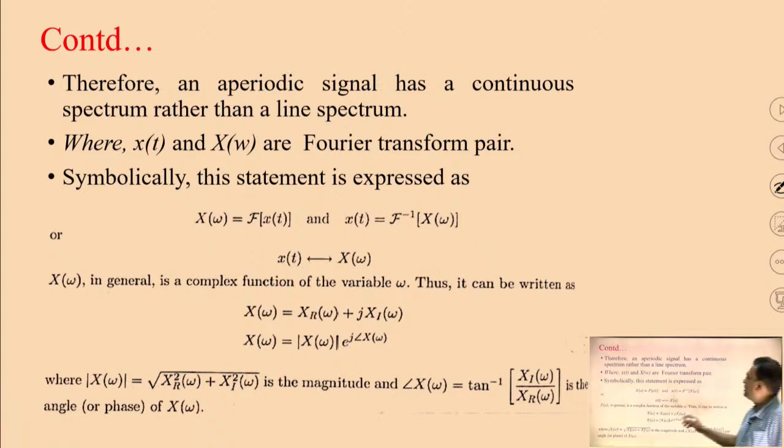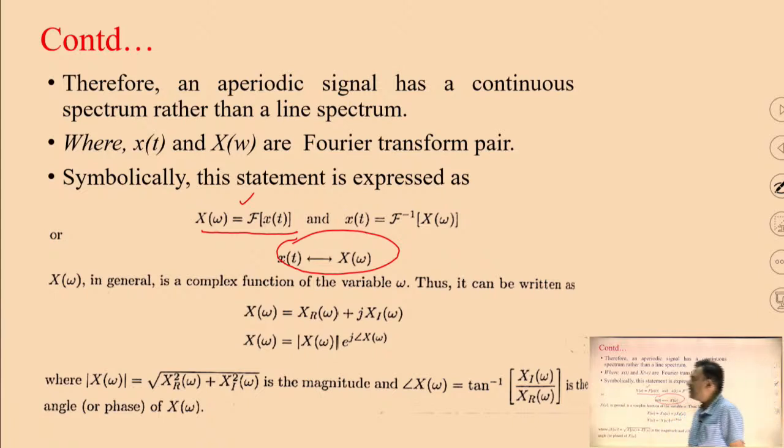Now it is represented by X(omega) like this expression: X(omega) is the Fourier transform of x(t), or we can write it this way. Okay, this X(omega) or X(j omega) is in general a complex function of the frequency variable omega. When it is a complex function, then to analyze it we have to take the magnitude and the phase of X(omega). So we can write it as X_r(omega) plus j X_i(omega), where X_r(omega) is the real part and X_i(omega) is the imaginary part.